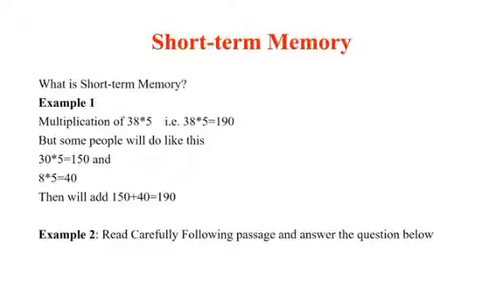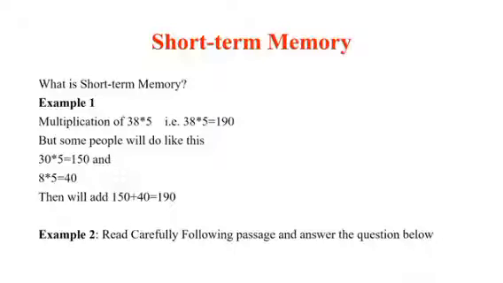So if any person doesn't know the table of 38 or doesn't remember it, then he can simply split that number into two parts, that is 30 and 8, multiply each by 5, and adding them will be the final answer. So that was the first example. Let us see the second example.